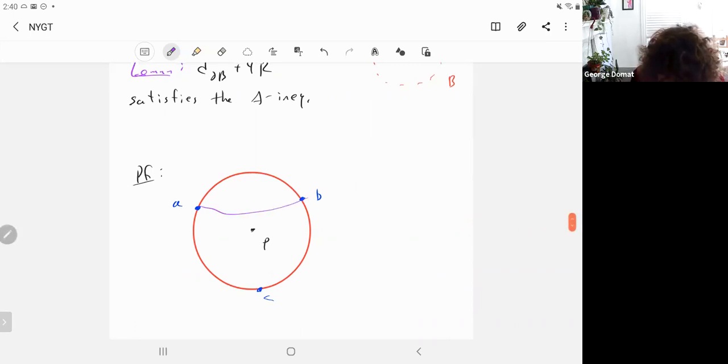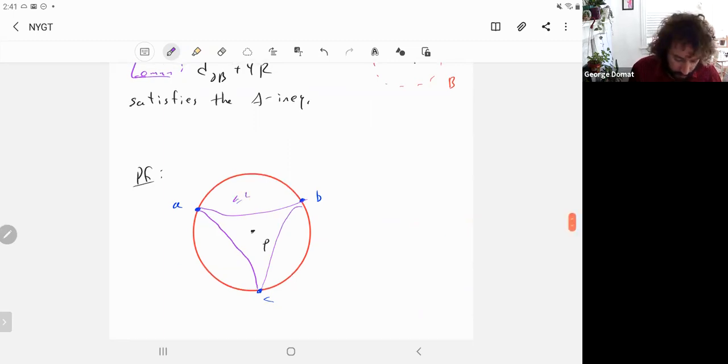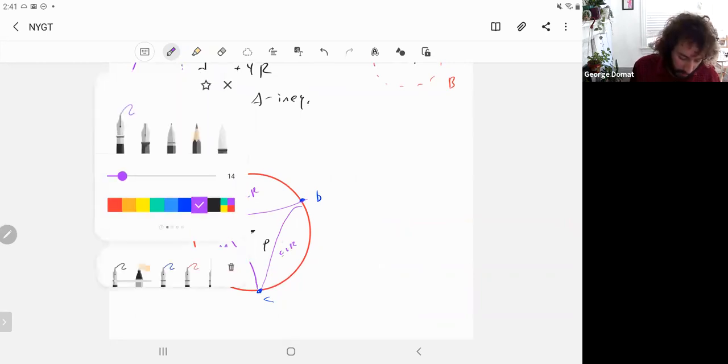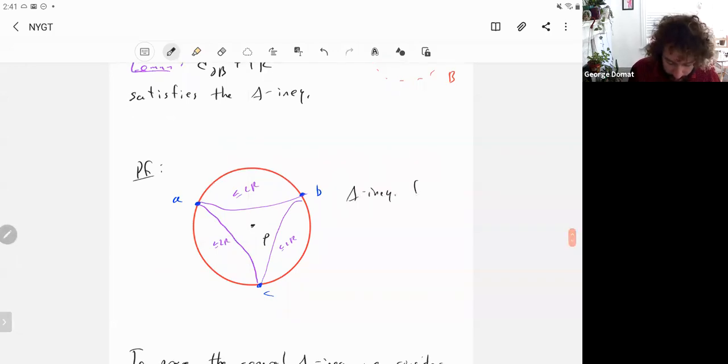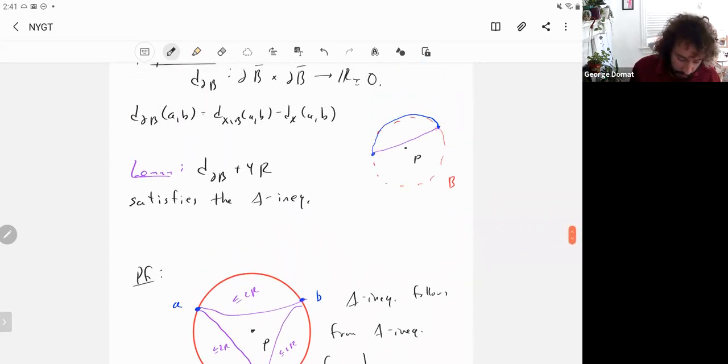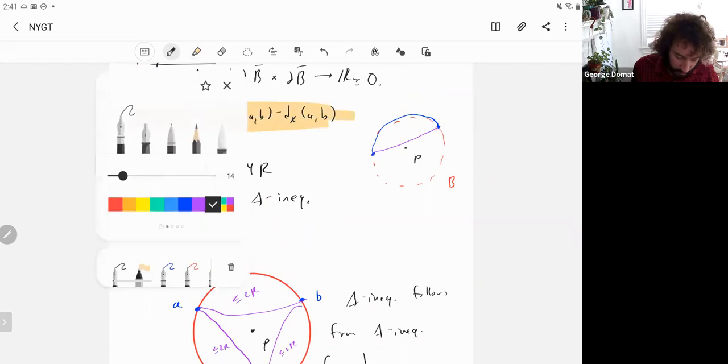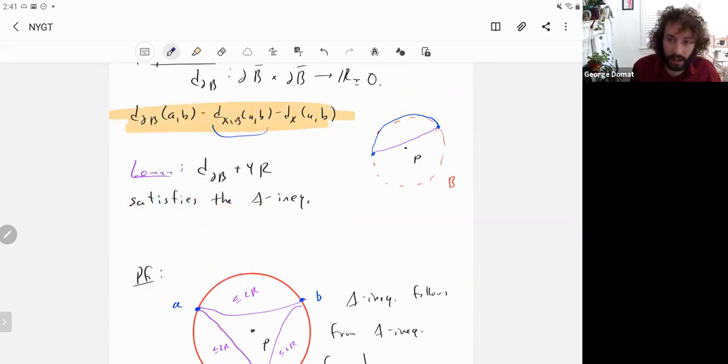Well, what you can note is that you look at these distances here. Because on the boundary of the ball, they're all bounded by 2R. Then the lemma follows, right? The triangle inequality for this metric follows just from the triangle inequality for dx minus b. What's our metric? It's up here. This piece satisfies the triangle inequality. This piece is always bounded. So that's where this 4R comes from.